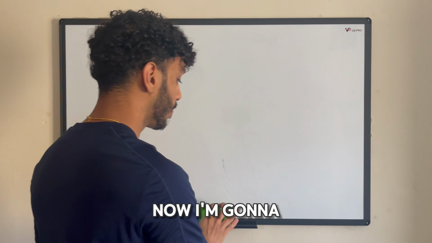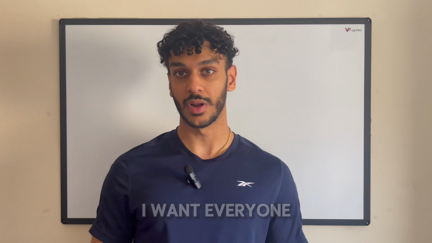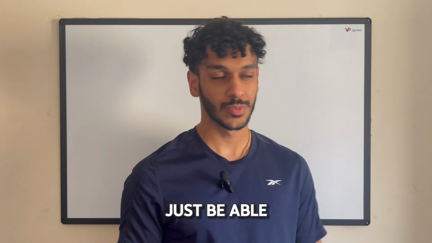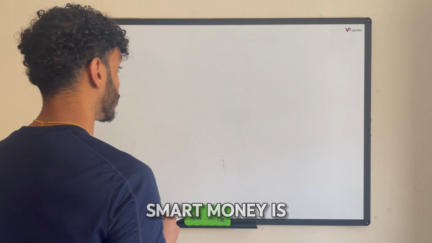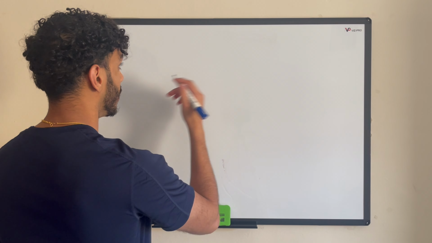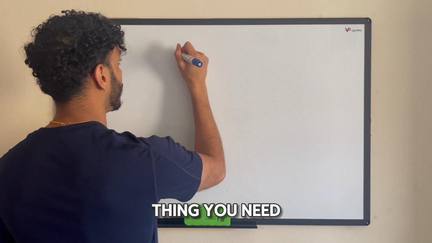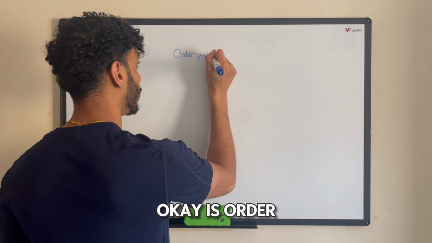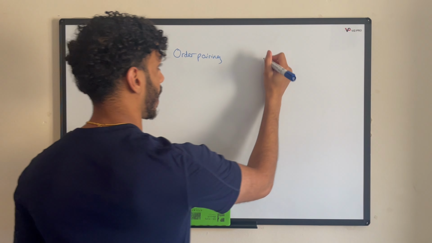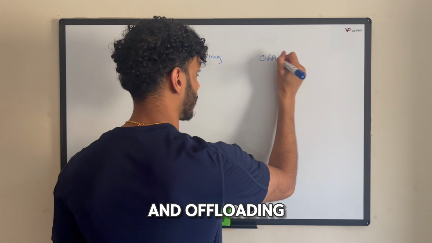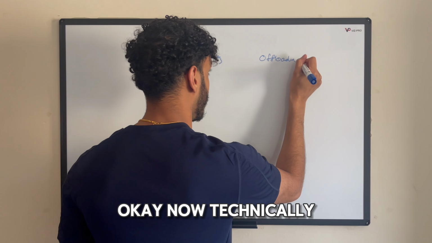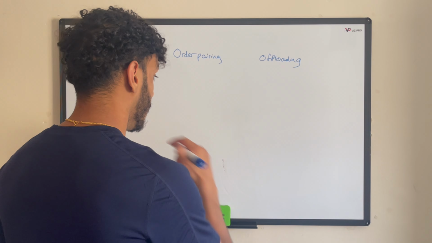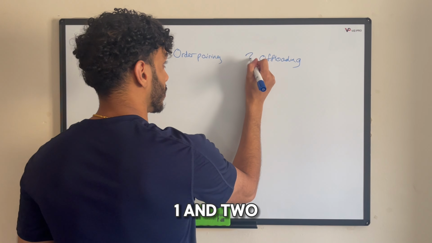Now, I'm going to do it from a very basic standpoint. I want everyone to be able to watch this, grasp this idea, and understand what smart money is doing and how they're operating. So the key thing you need to be thinking about when we talk about smart money is order pairing and offloading. Now, technically they're actually the same thing, which I'll explain in a second. So let me just label that 1 and 2.